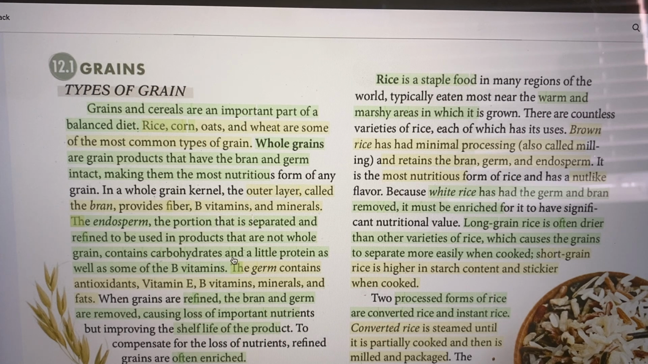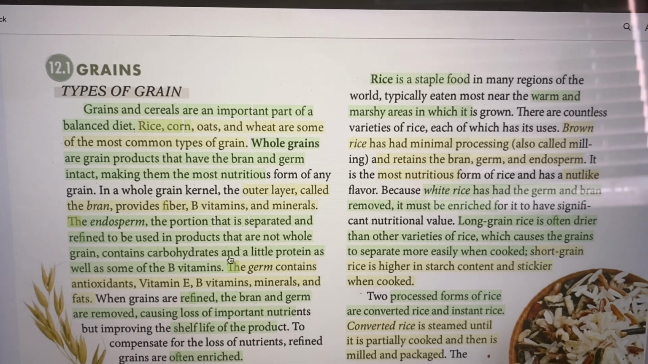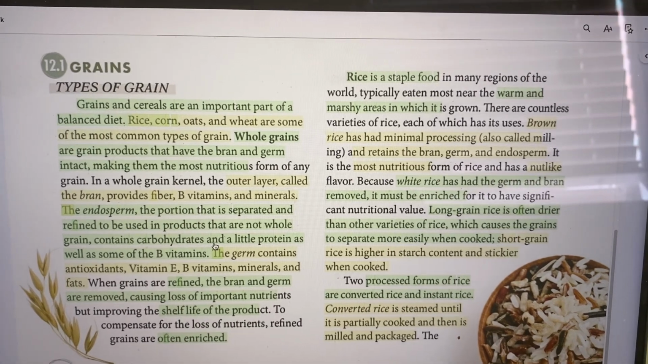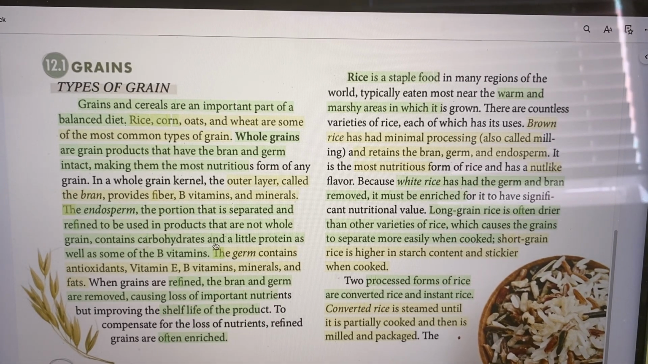And then we have long grain rice, and it's often drier than the other types of rice, which causes the grains to separate more easily when cooked. So it's actually drier rice. The short grain rice is higher in starch content and is stickier rice. You can see that by the picture there in the corner. You can see the long grain there, let me focus in, there in the corner. You can see the wild rice mixed in with the short rice, and the long grain being drier.